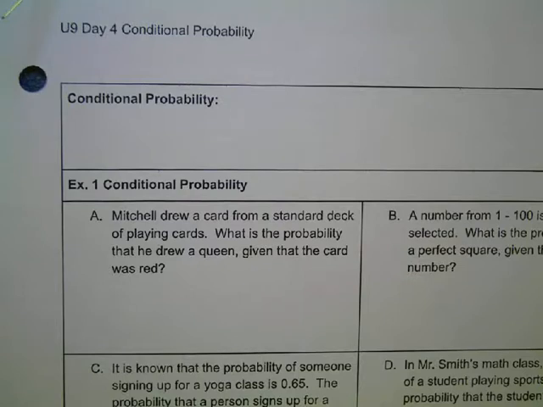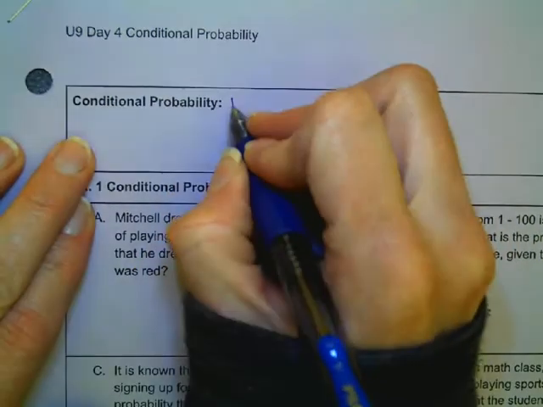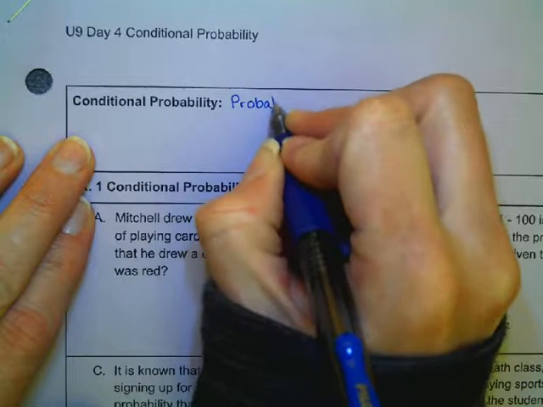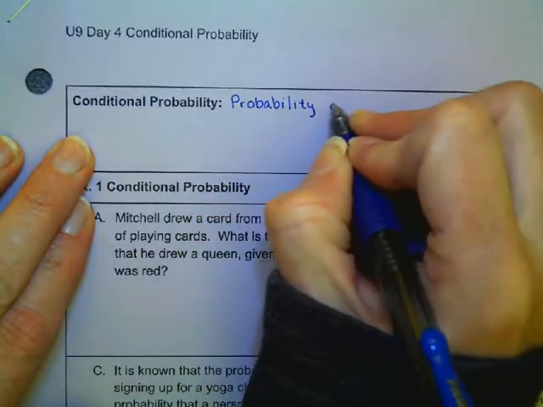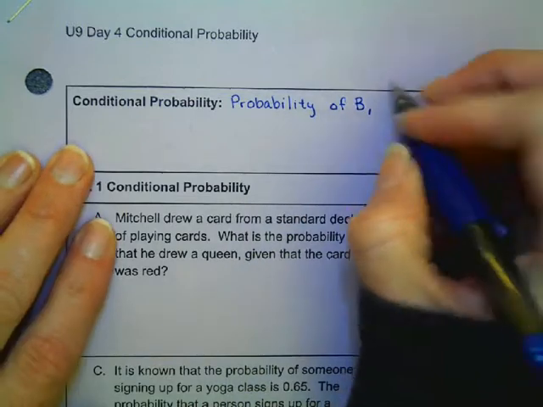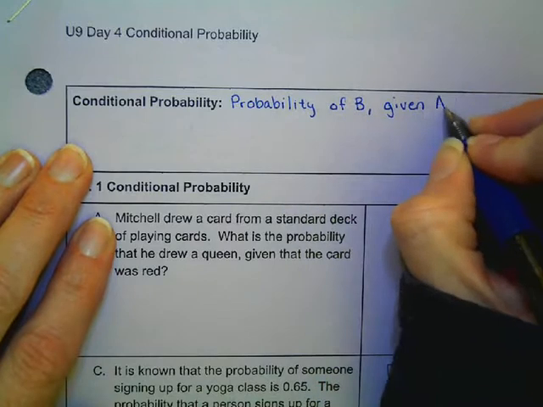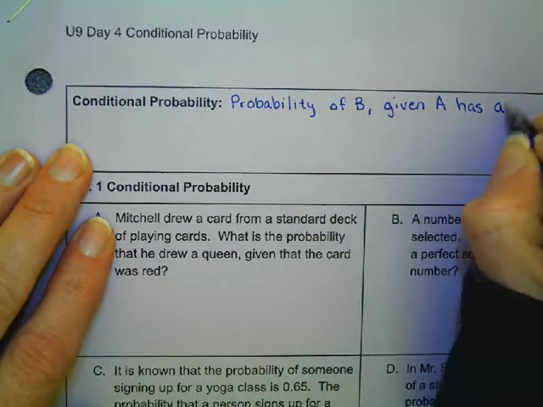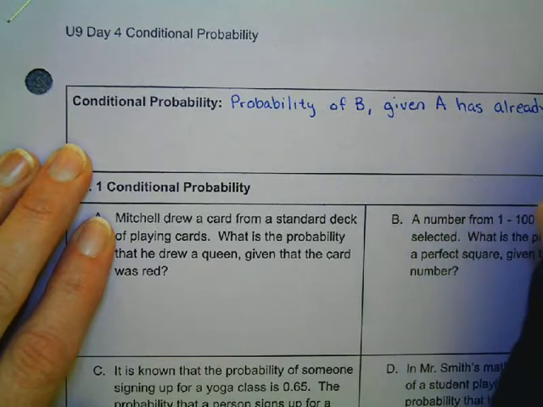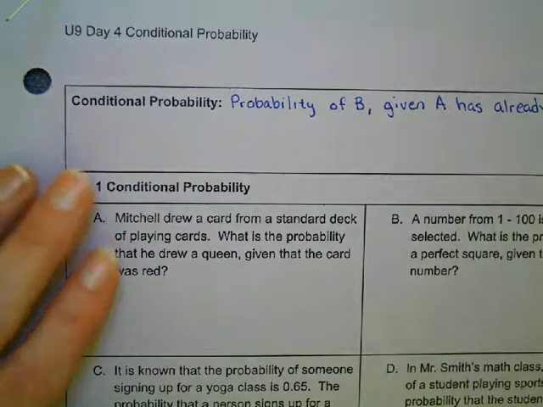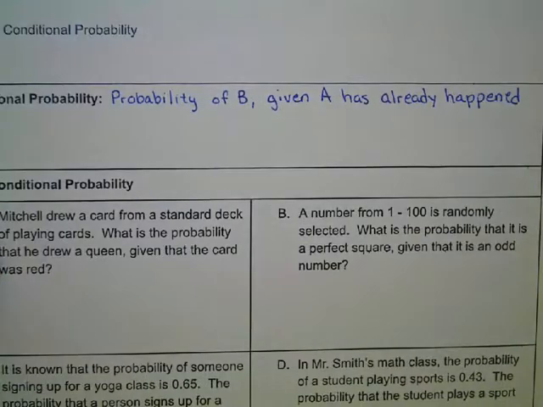It's the probability of, let's just write out the formula. It'd probably be easier if you can see what I'm talking about. It's the probability of B given A has already happened. So certain things happen, then when you take the probability of the second thing, it might change its probability.